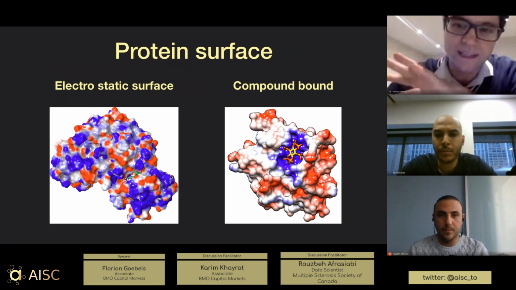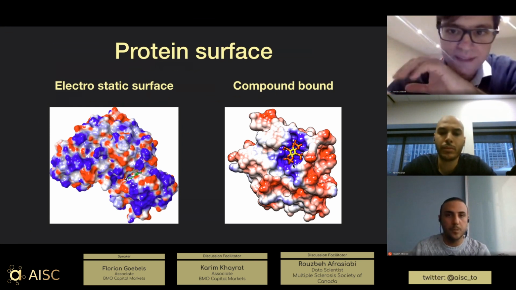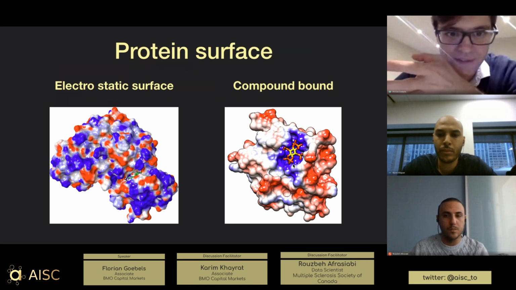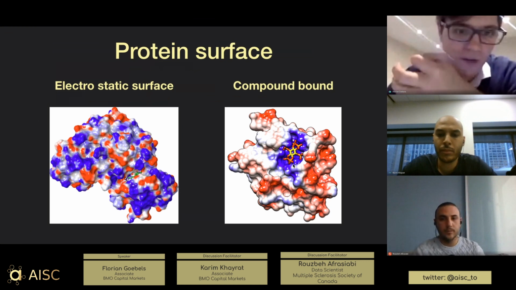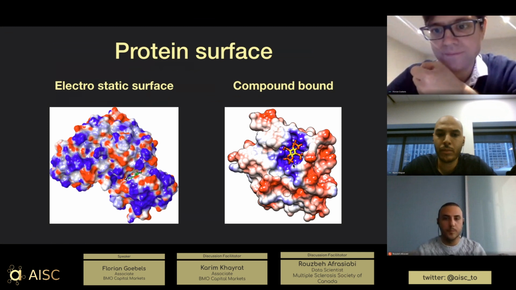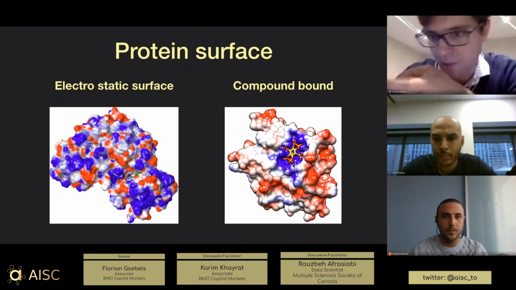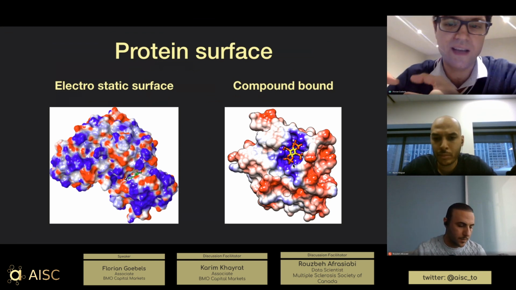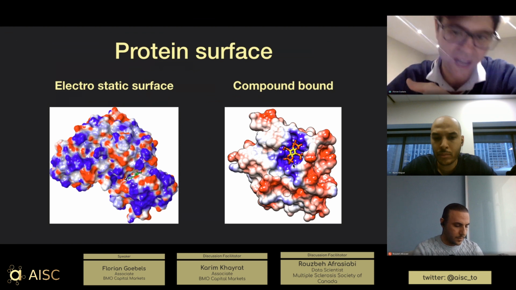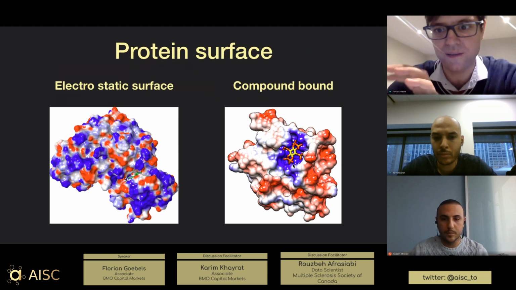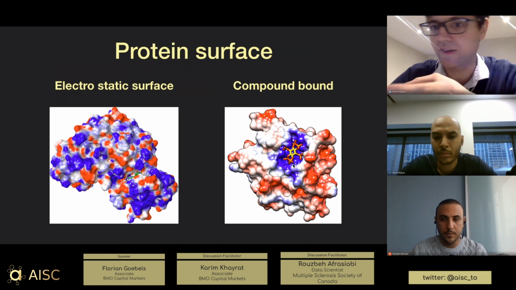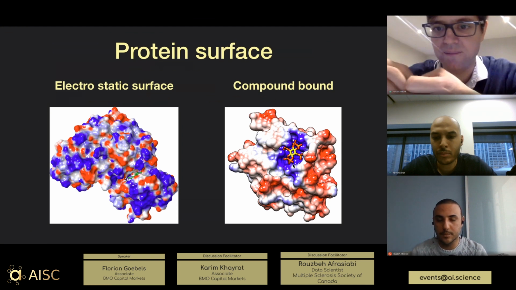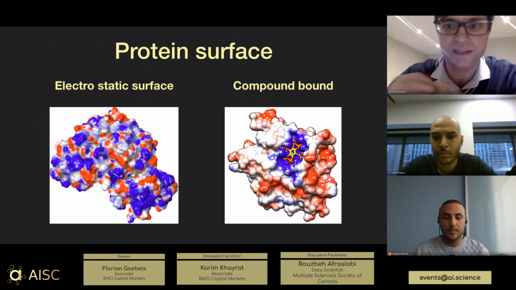As I just showed, sometimes you have electrostatic surfaces, which show the electric charge on the surface, or the accessibility of water to the surface. And in every protein, some areas are special. These are the active sites. These are the sites where the magic happens, right? This is a pocket in the protein where a substrate or a compound can bind, and it can either block the active site or help the protein to do whatever the protein needs to do.